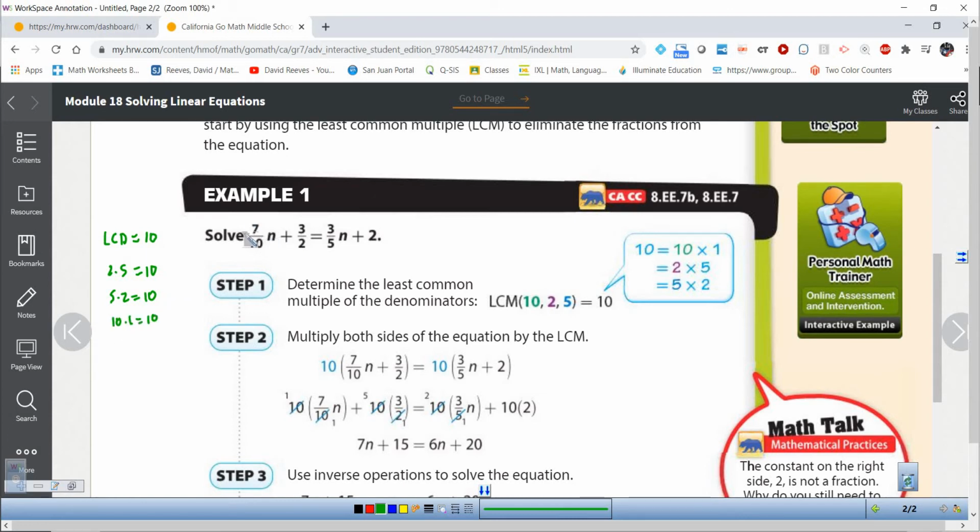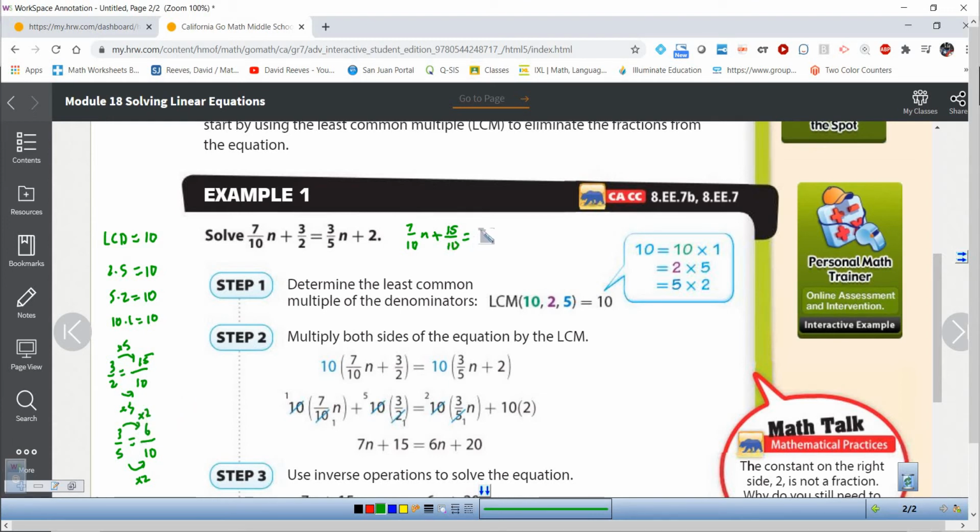So one option would be to say, well, that one's already good. I've got 7/10 n plus, well, now this number here, 3/2. If I want to put that over 10, that was times 5, right? So I need to do this one times 5, and 3 times 5 is 15. So this would be 15 over 10, 15 tenths. All right, and then I have 3/5. Again, I want the denominator to be 10. Well, 5 goes into 10 2 times. 3 times 2 is 6.